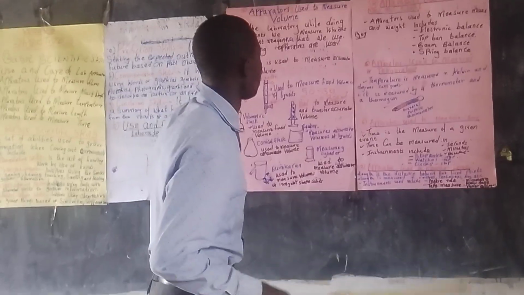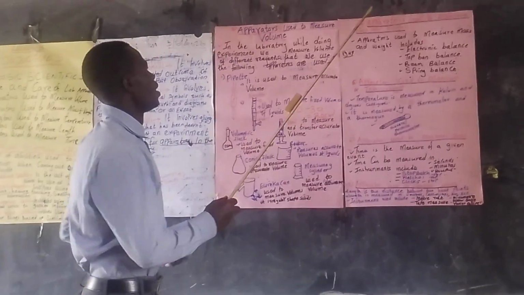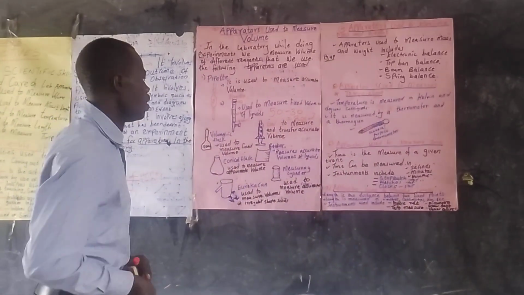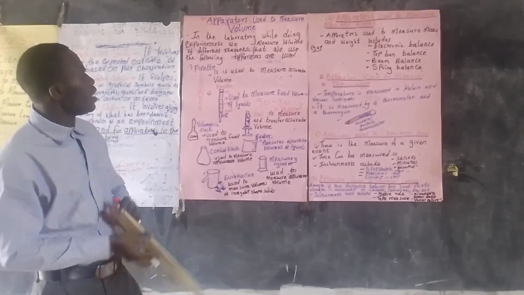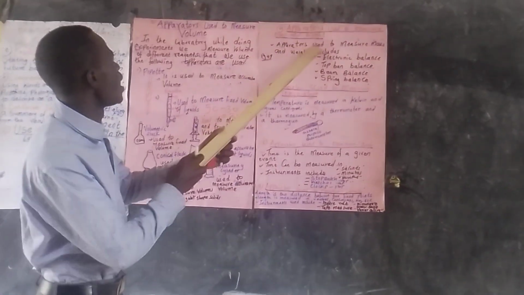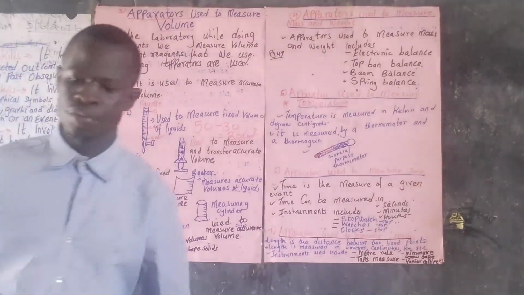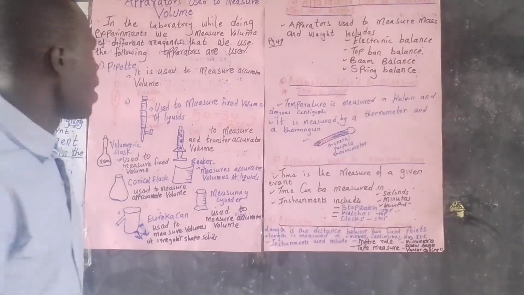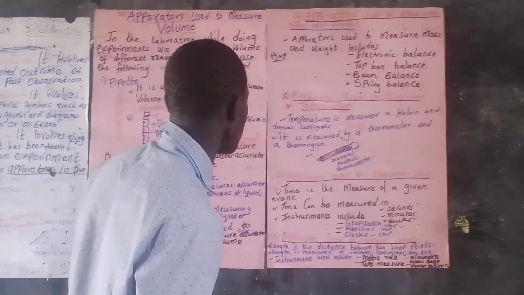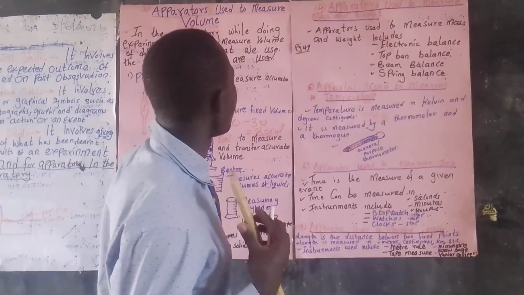Now, let us move to the second part of our lesson. That is apparatus used to measure mass and weight. We have mass and we also have weight. In the laboratory, we do measure mass while doing practicals.